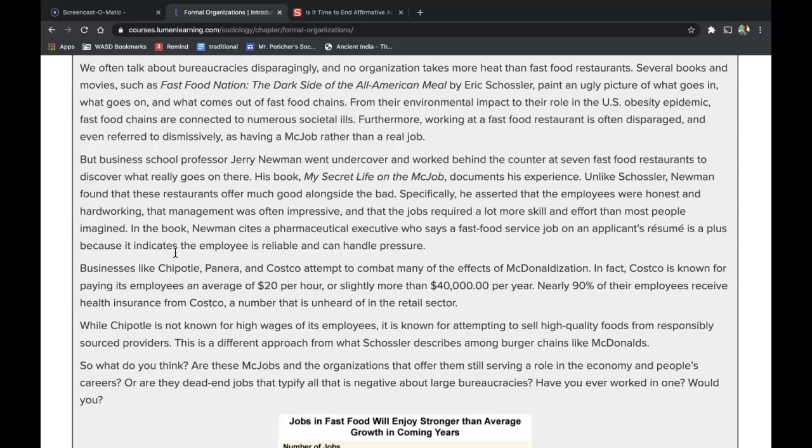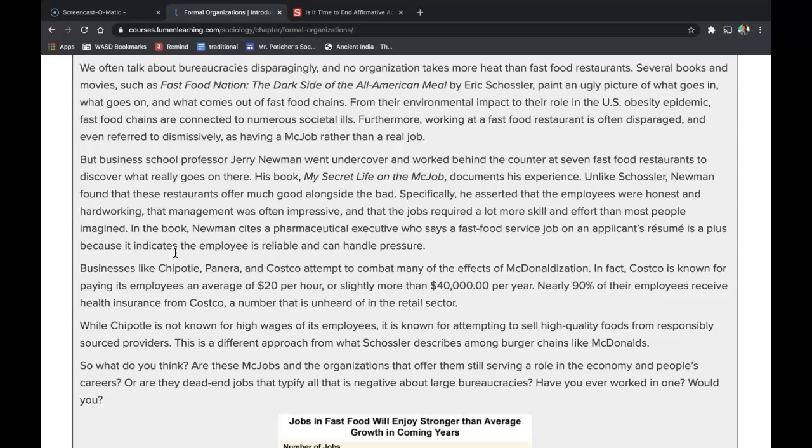Furthermore, working at a fast food restaurant is often disparaged and even referred to dismissively as having a McJob rather than a real job. But business school professor Jerry Newman went undercover and worked behind the counter at 7 fast food restaurants to discover what really goes on there. His book, My Secret Life on the McJob, documents his experience. Unlike Schlosser, Newman found that these restaurants offer much good alongside the bad.